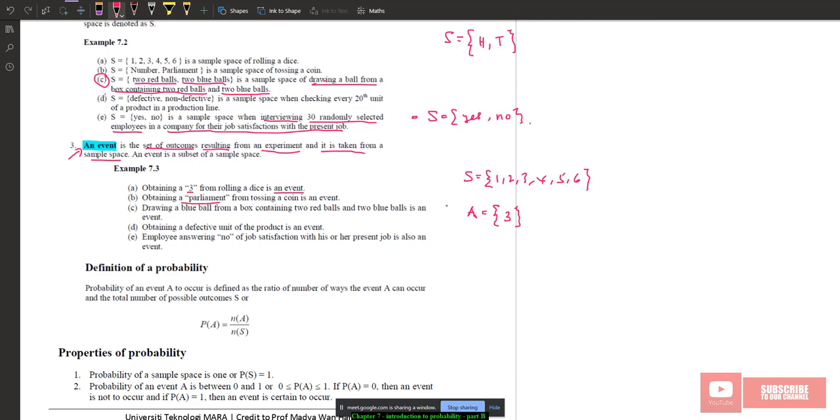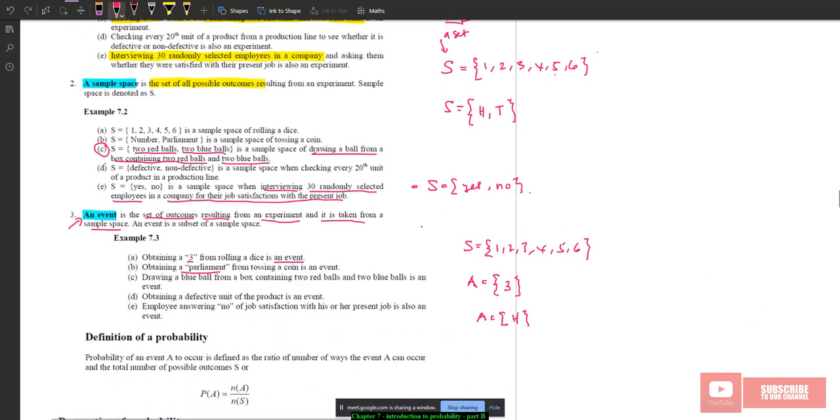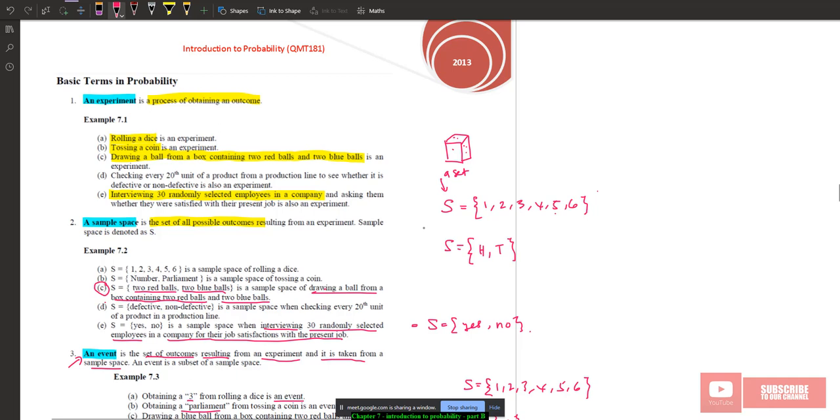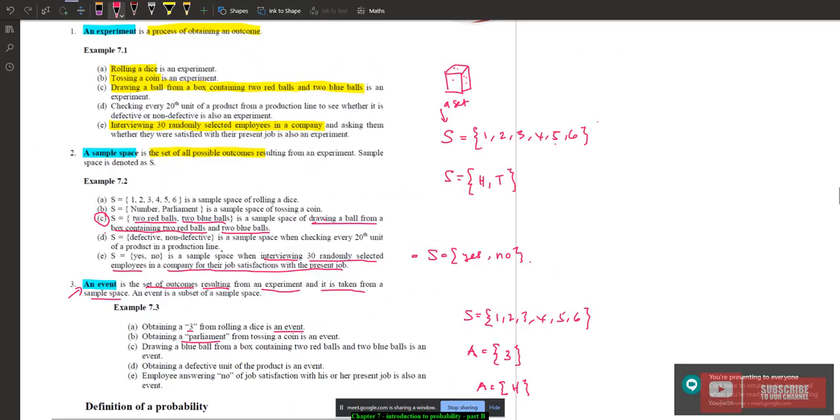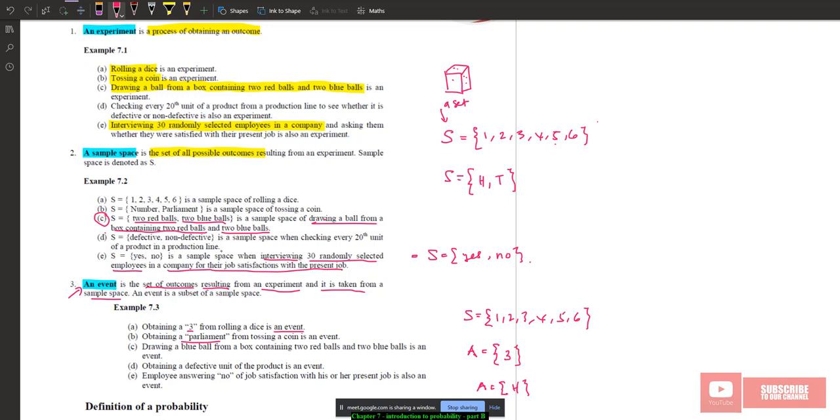Similarly, if you toss a coin, you get head. So getting head from tossing a coin one time is an event. So this is an example of an event, a sample space and an experiment. When you understand these basic terms, you can do probability. An experiment is the process of obtaining the outcome. Sample space means the set of all possible outcomes from that experiment. An event means the set of outcomes resulting from the experiment.